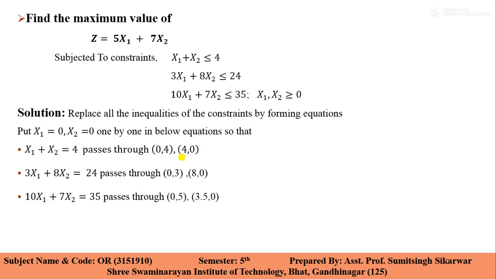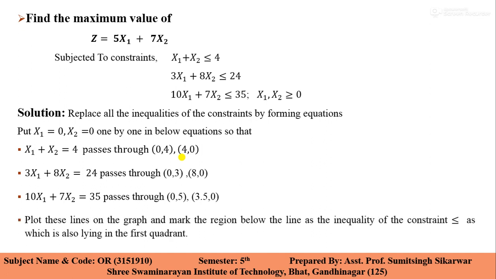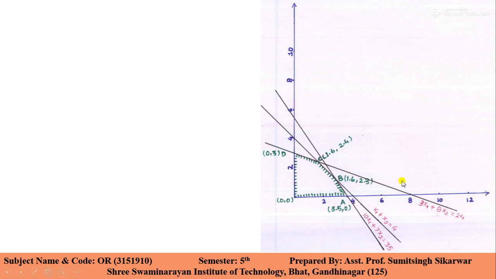Now again, let us plot the graph and mark the region below the line, as the inequality of the constraint is less than or equal to, which also lies in the first quadrant. So after plotting all the lines on the graph, we must have the feasible region A, B, C, D and the origin point 0. So the feasible region is OABCD.